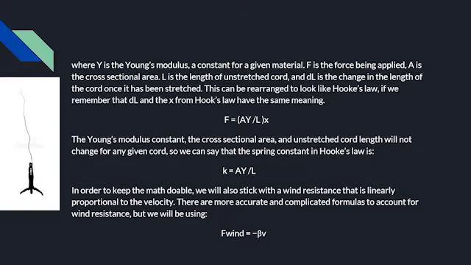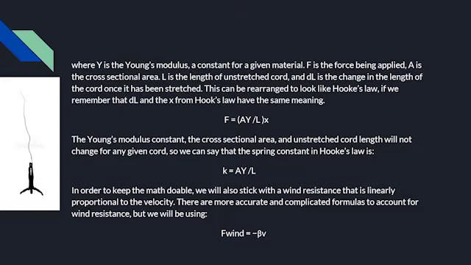The Young's modulus constant, the cross-sectional area and the unstretched cord length will not change for any given cord. So we can say that the spring constant in Hooke's law is k equals AY divided by L. Okay, so we cannot do the math like this.